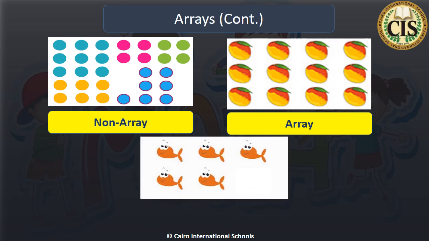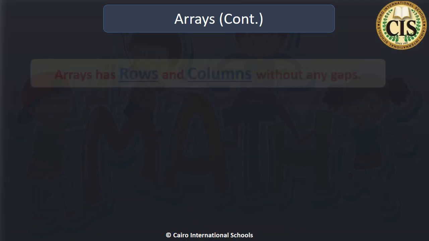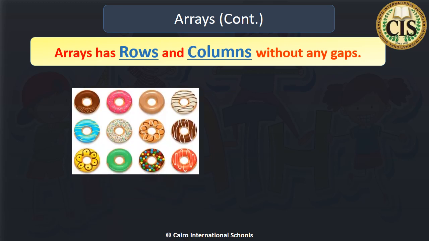The last picture, here we have rows and columns, but incomplete. There is a gap here, so this is non-array. As we said, arrays have rows and columns without any gaps.